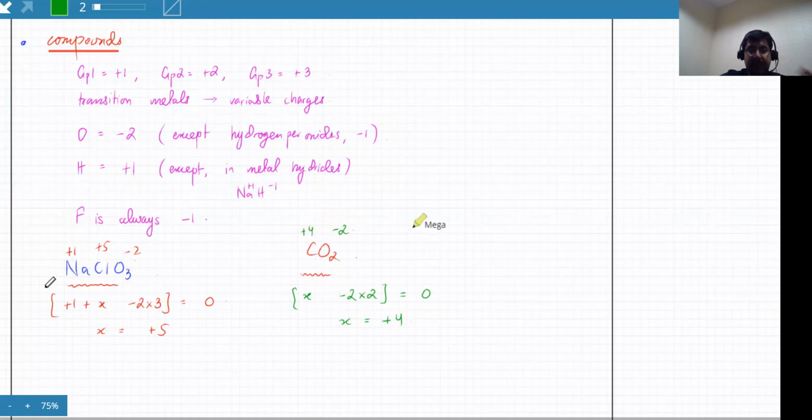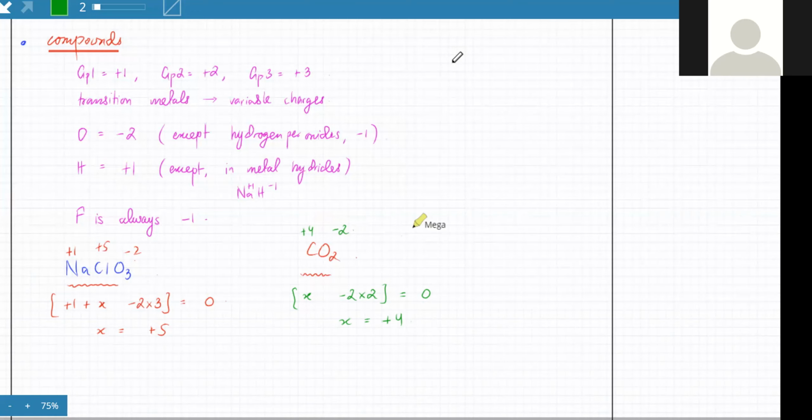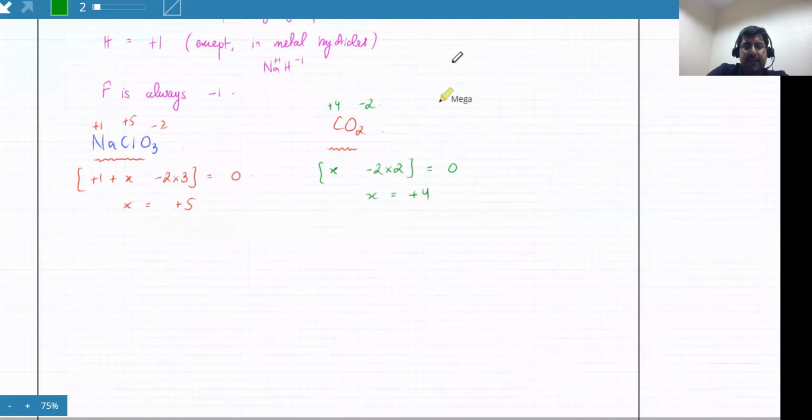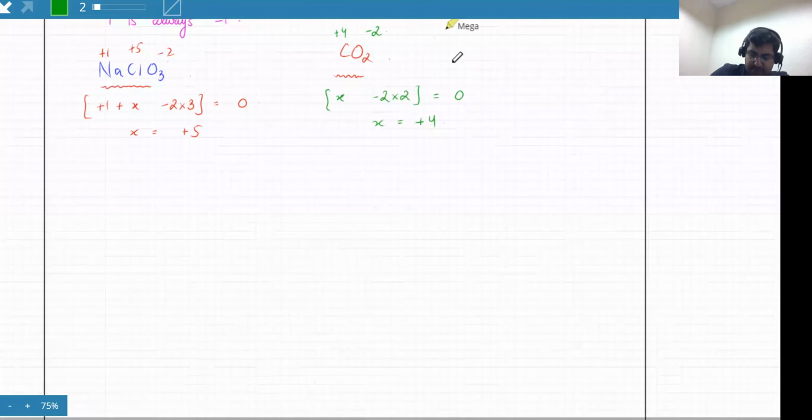Okay, so is this clear? Alicia, is this clear? Zebi, is this clear? Yes. So you can figure out the oxidation states of unknown elements. We're going to try and do a bit more questions.